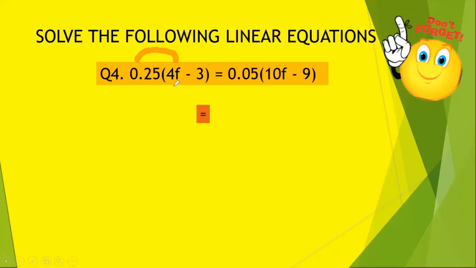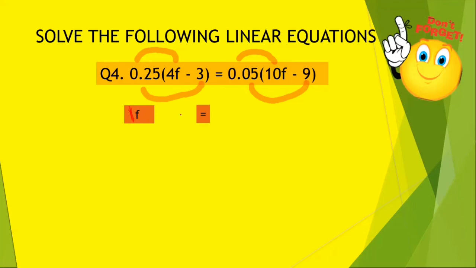So minus 0.25 into 4f, 0.25 into minus 3, 0.25 into 4f, 0.05 into 10 and 0.05 into minus 9. Okay, so let us see what is happening here. So here we get 0.25 into 4, we get 1. So this is 1f actually. Okay, so nothing is there means 1f. So 1 is there, so we need not write. So we just write it as f.